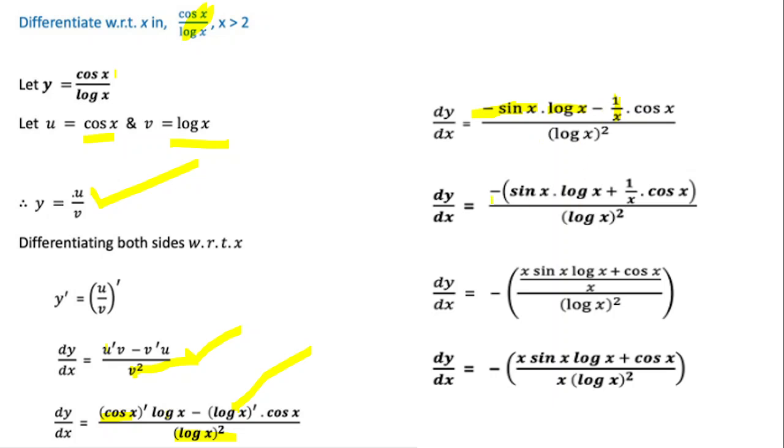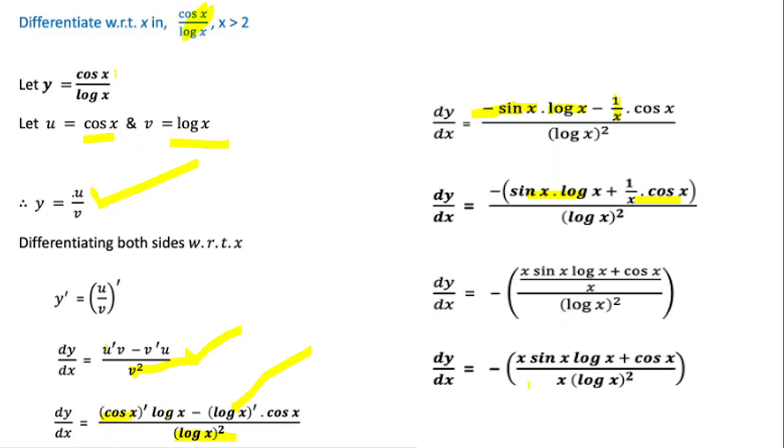Now, take the minus as common: minus of sin x into log x plus 1 by x into cos x, divided by log x whole square. Here, for both the terms I need to take x as an LCM. Same thing, both are same. So let me take x as an LCM. So x I need to multiply for this, x into sin x into log x plus cos x. Why? The x will get cancelled here, whole divided by x.